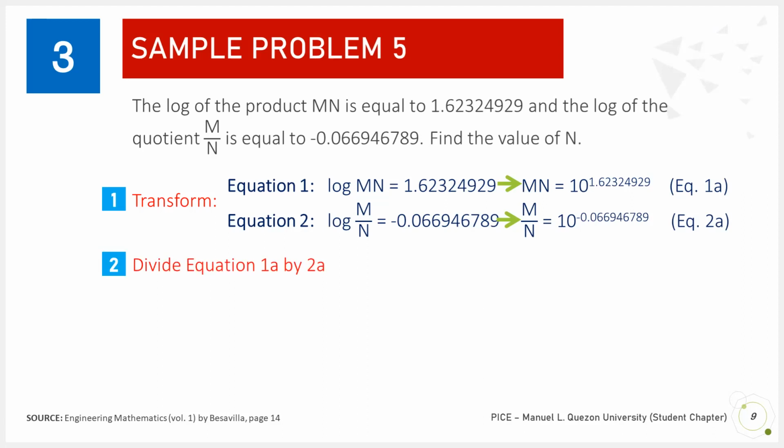So again, kapag dinivide natin si 1a kay 2a, maka-cancel or ma-eliminate natin si m. And we have n squared is equal to 10 raised to 1.690196079. So, masasolve natin yung value ng n by getting the square root, and n is equal to 7.